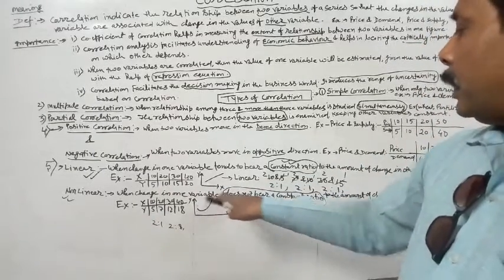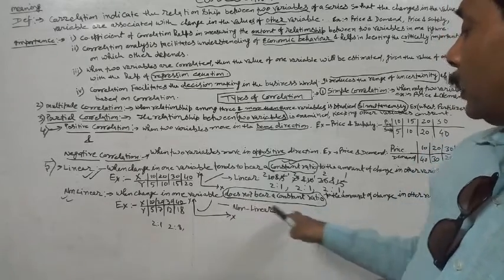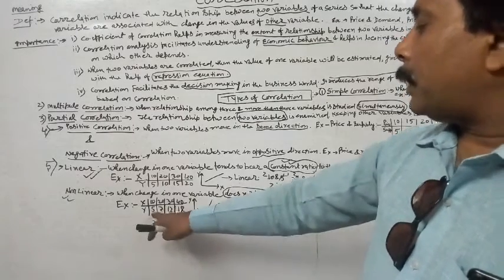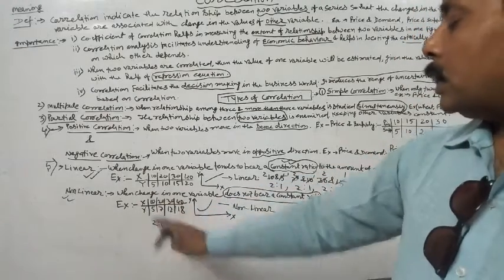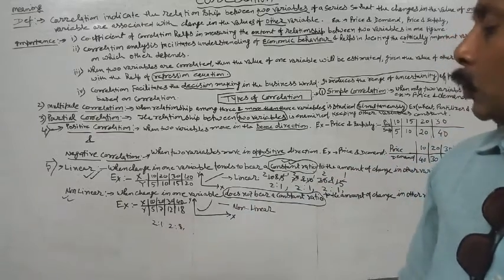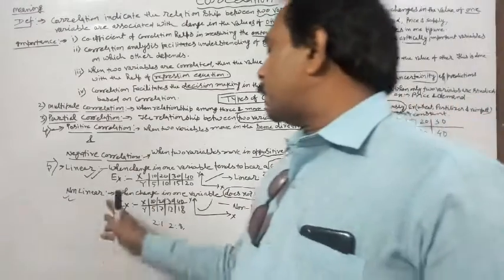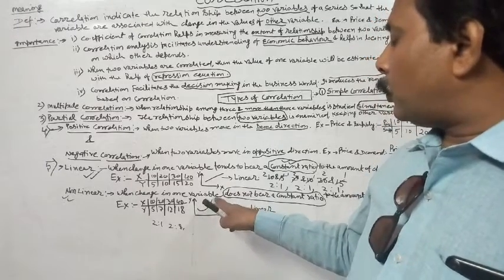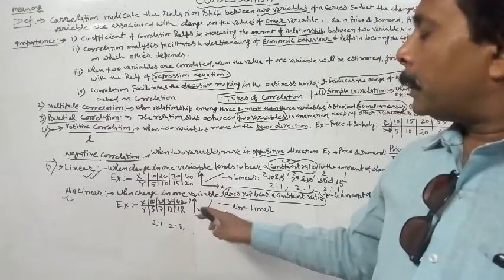Now, non-linear: when change in one variable does not bear a constant ratio, when the two variables are not moving in the same ratio. For example 5, 10, that is 1 to 2, but the next value is not in the same ratio, 1 to 2. In this situation it is known as non-linear correlation, and in this case our diagram will not move in a constant ratio, but in a variable ratio.